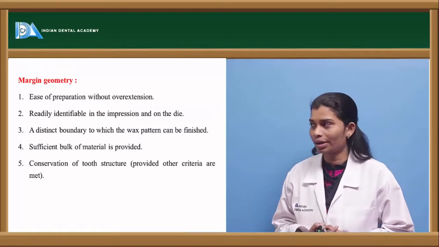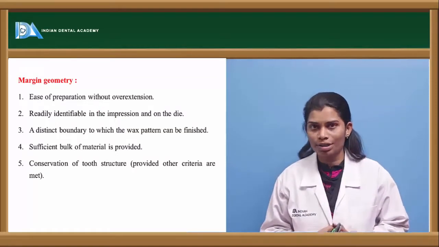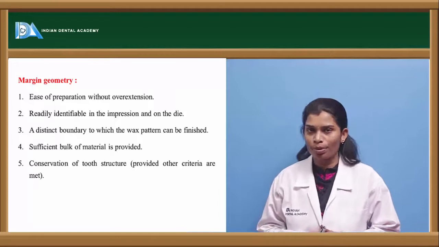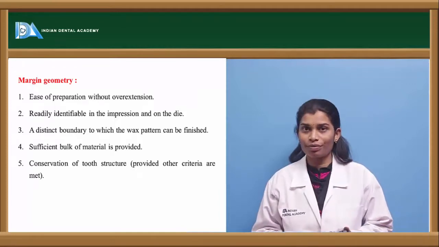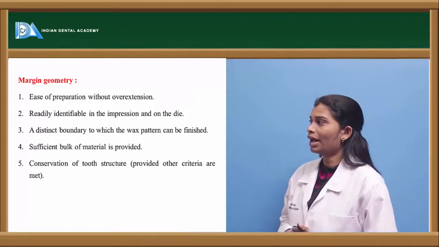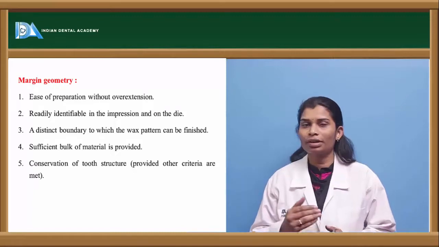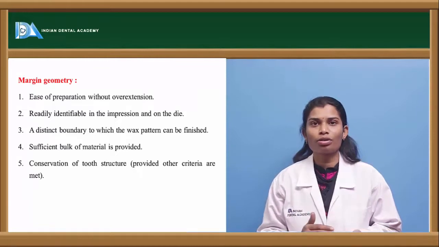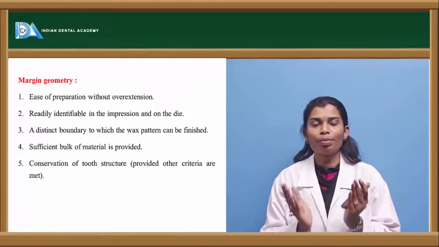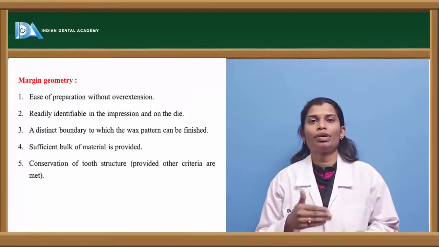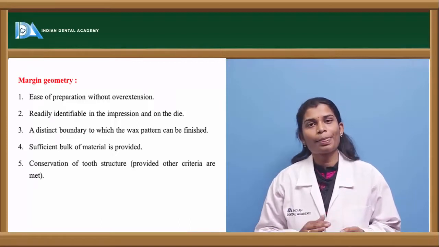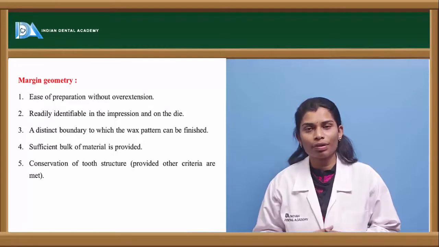Coming to the margin geometry, what is included under margin geometry and why is it important? If the margin geometry is proper, it helps in ease of preparation without overextension, helps in identifying the proper seating of the restoration, and also helps in identifying the proper margin during die preparation. So once your die preparation is proper due to proper finish line location, you will be able to give a proper restoration.